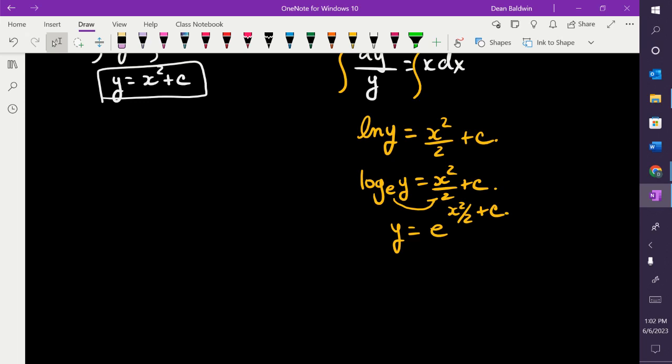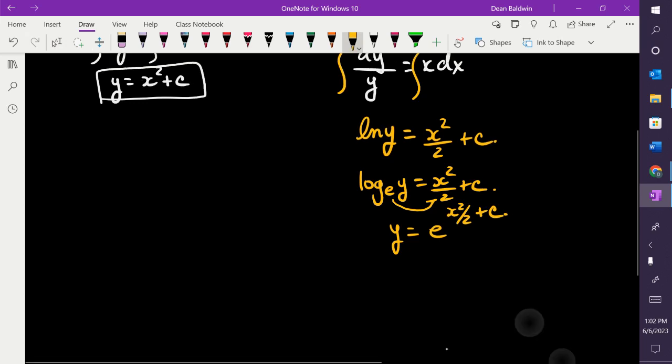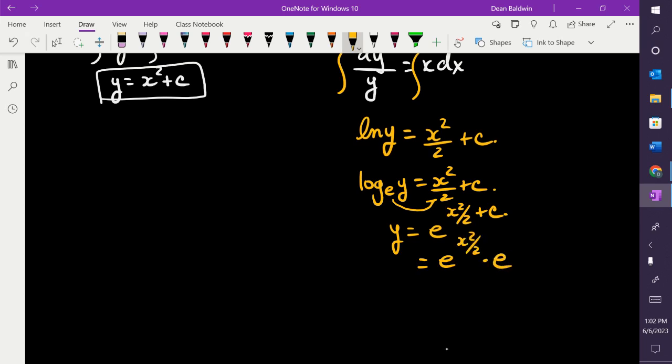We can clean this up even more. If you're adding exponents, what are you doing with the bases? You're multiplying them. So I'm going to rewrite this as e to the x squared over 2 times e to the c. Does everybody agree that is the same thing? It is though, right? If I gave you x to the a plus b, is that the same as x to the a times x to the b? Yeah. That's what I'm doing. It's just I'm doing it with base e.